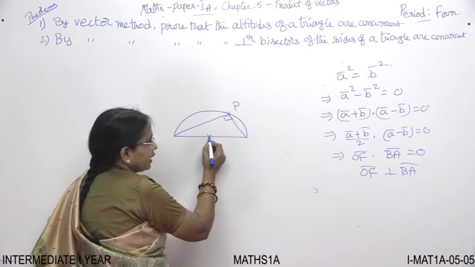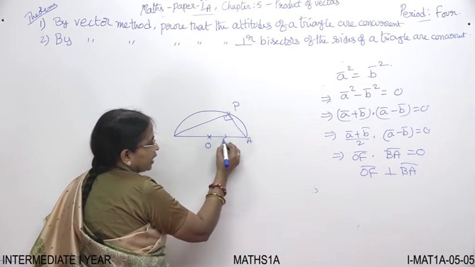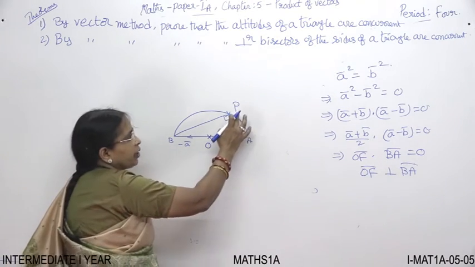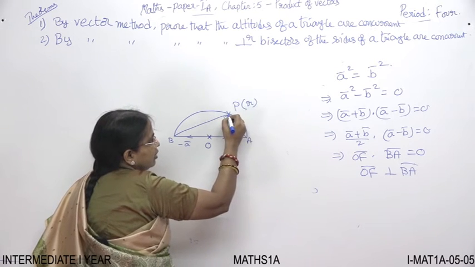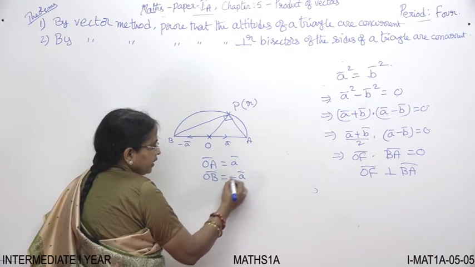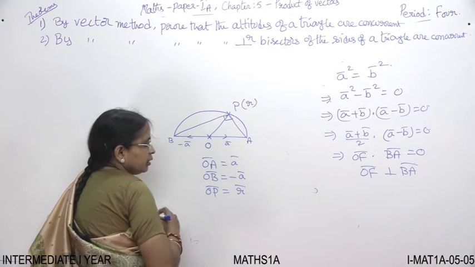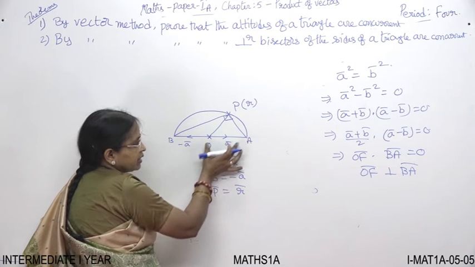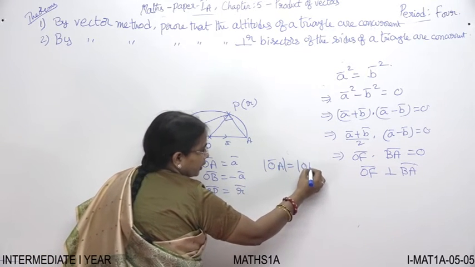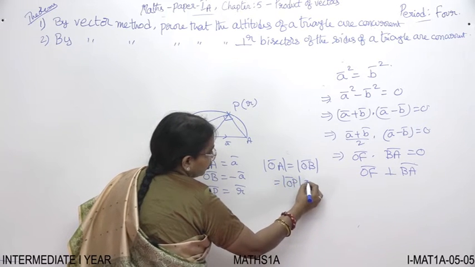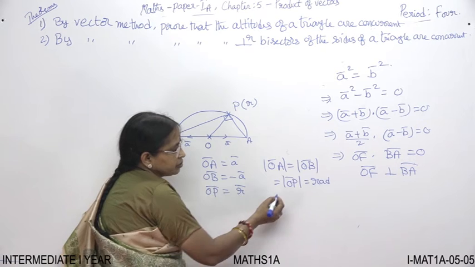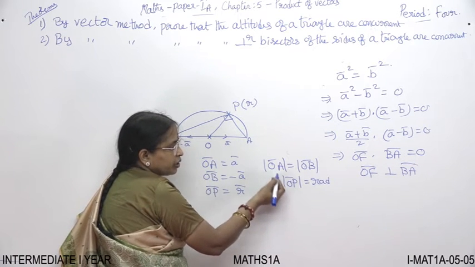So how we do is, we take O as origin. Let OA be vector A. Then in the opposite direction, this will be minus A vector. Now take any point P on the semicircle with position vector R, so OP is equal to R. So OA is A, OB is minus A, and OP is R. OA is the radius, OB is also a radius, and OP is also a radius. So mod OA is the same as mod OB is the same as mod OP, which is equal to the radius of the circle.